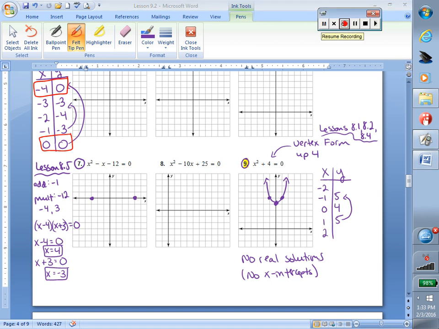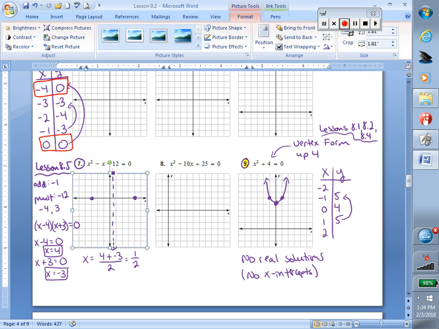To find your vertex, remember, the vertex is halfway between those 2 x-intercepts. It's halfway between because our graph is symmetric. So the fast way we had for finding our vertex, to find that axis of symmetry, that middle value, we added our 2 intercepts together and divided by 2. So the x value of my vertex is going to be at 1/2. So somewhere along this line.